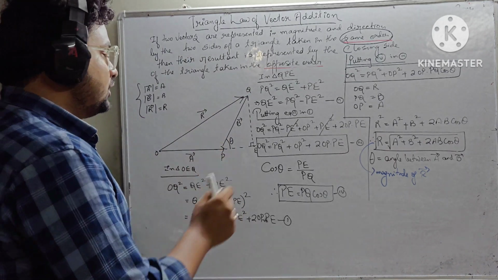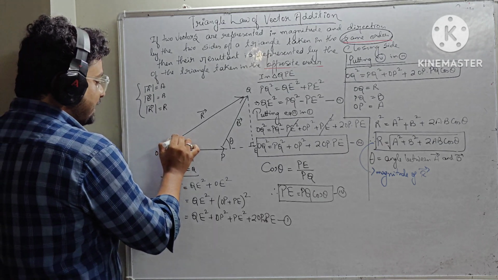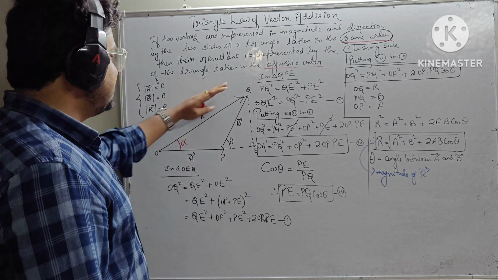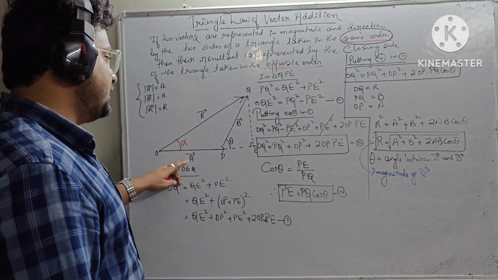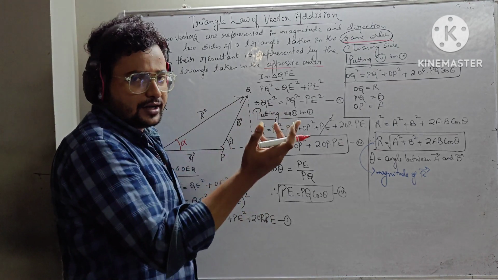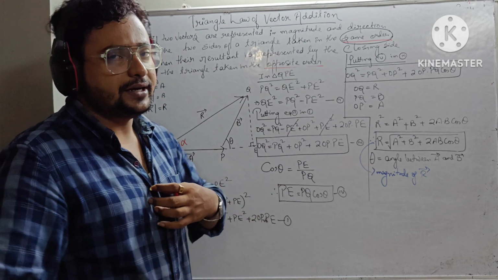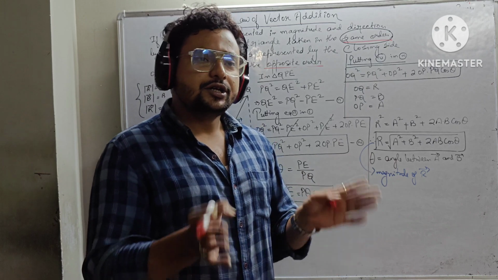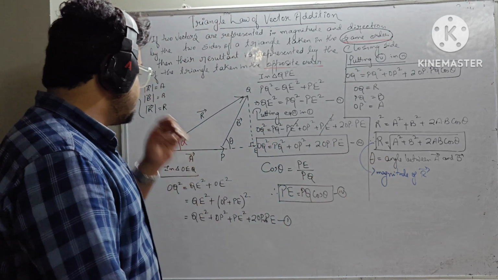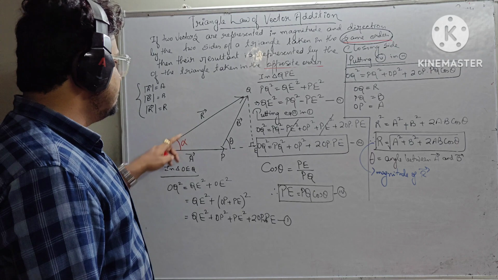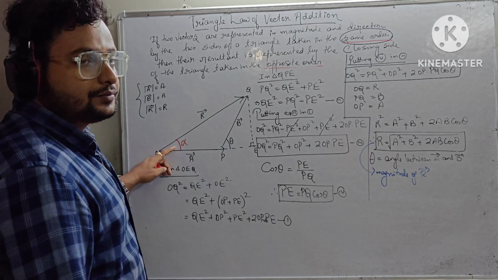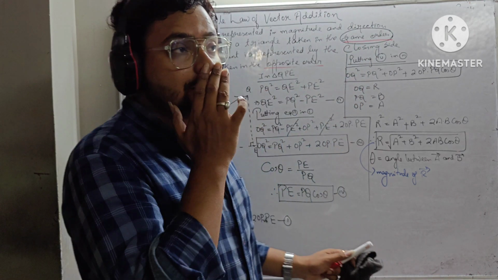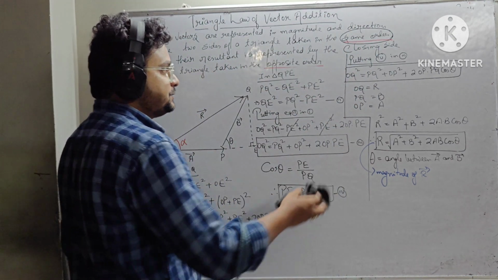For that we are going to take this angle to be alpha. Suppose the resultant makes an angle alpha with vector A. You can take the angle with any vector, no problem. The answer is going to change, but overall the thing is going to be correct. So suppose vector R makes an angle alpha with vector A. Now how to find out this alpha? We are going to find out the angle which the resultant vector makes.